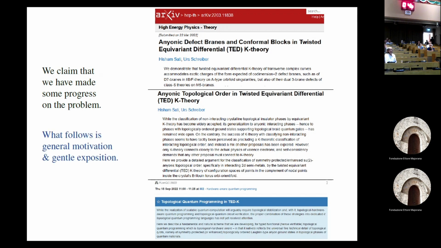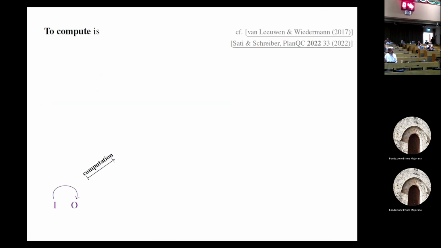So I'll just give, in the following, a very general cartoon motivation, and then a very gentle exposition of what we're proposing, what we have done. In order to do this, let me step back and ask a super fundamental question: what is it actually to compute? This will be important in a moment, because we're trying to understand what it is about a quantum computer that is so different. So let me offer the following picture. One can find this, for instance, in Van Leeuwen and Wiedermann 2017. Essentially this, we give a more formalized version in this recent preprint.